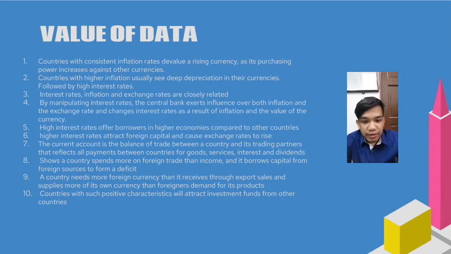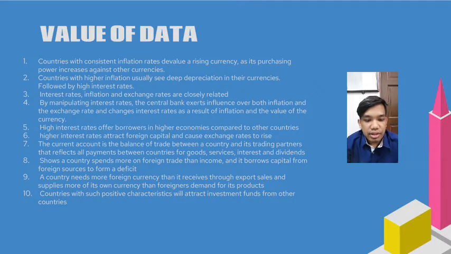A country with a consistent low inflation rate develops a rising currency as its purchasing power increases against other currencies. Countries with the highest inflation usually see deep depreciation in their currency, followed by high interest rates. Interest rate, inflation, and exchange rate are closely related. By manipulating interest rates, the central bank has an influence over inflation and the exchange rate, as a result of inflation and the value of the currency.